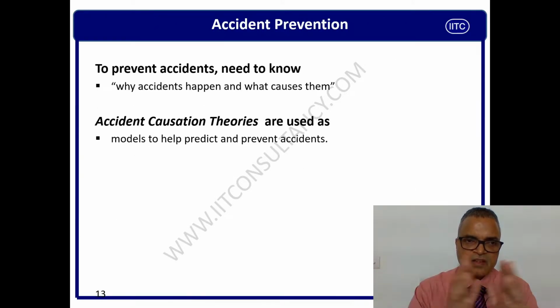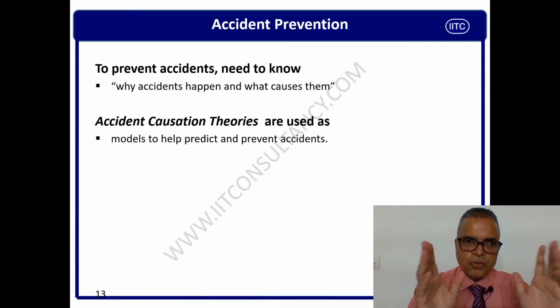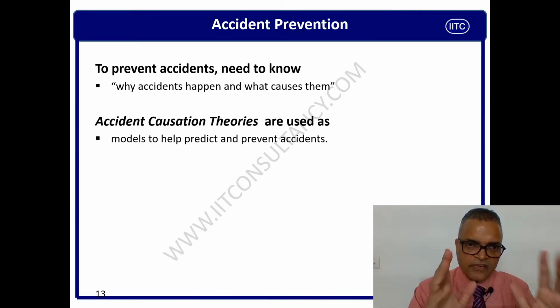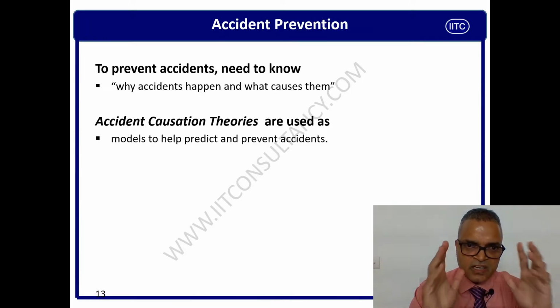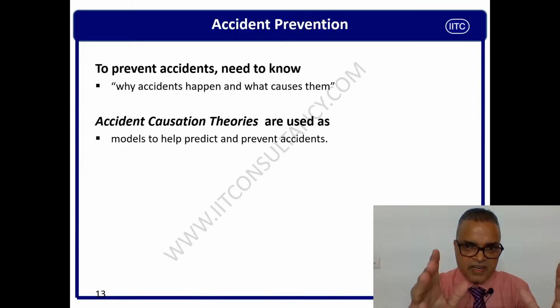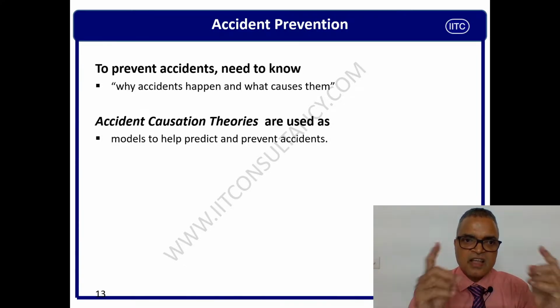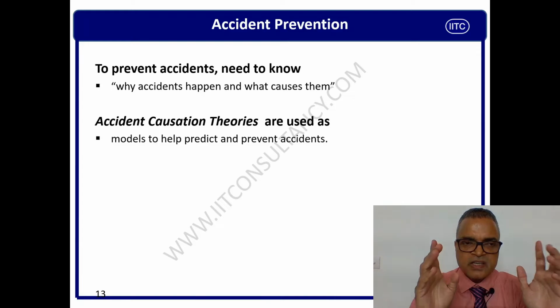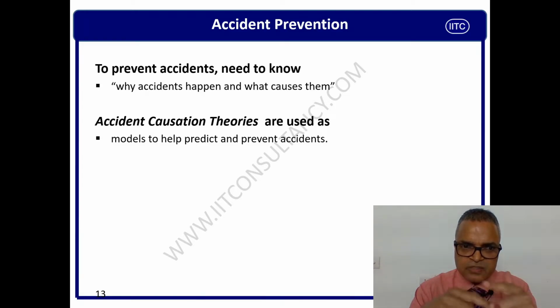Accident prevention. To prevent accidents, we should know why accidents happen and what causes them. This is one of the purposes of accident investigation: what has gone wrong and what are the root causes, so that we can take preventive and control measures. Control measures can be implemented so that we can prevent recurrences. Accident causation theories are used as models to help predict and prevent accidents. Why are accident causation theories important? Because this helps to predict the barriers and it will prevent the accidents.